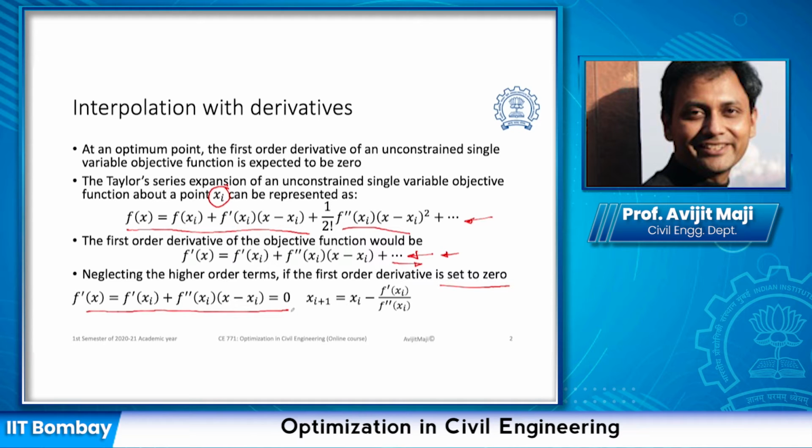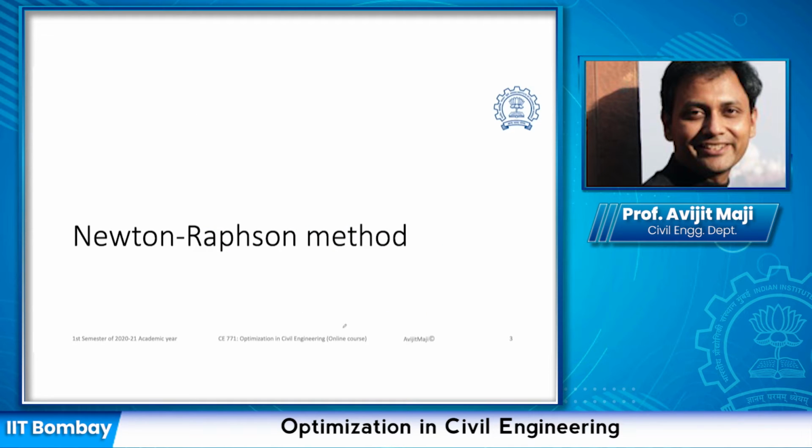Here, if x1 is an approximation to the minimum of the objective function, then a better approximation can be obtained in each iteration by this particular equation, and this equation is derived from this relationship. So with this common understanding, we'll start our derivative based interpolation method using the Newton-Raphson method.